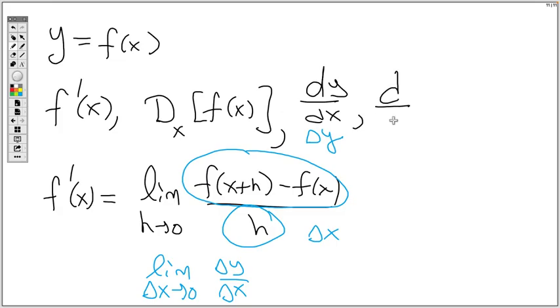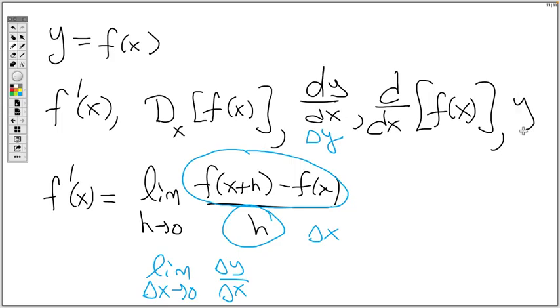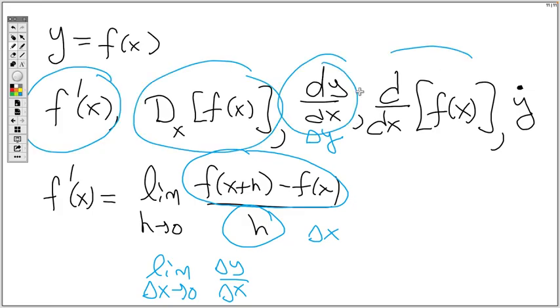Another way you can write the derivative as an operator is d/dx f of x. And if you take physics classes, sometimes they'll denote the derivative of y with a single dot over it. So these are all expressions for derivative. In this course, we'll stick to these here.